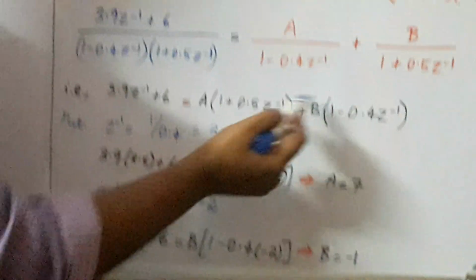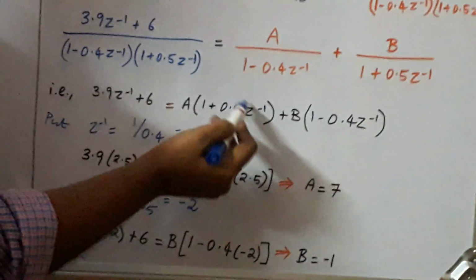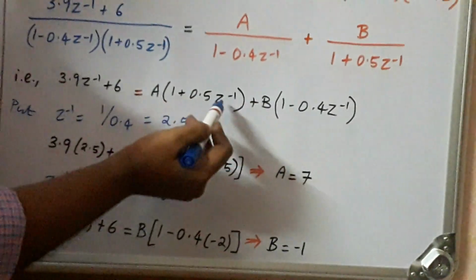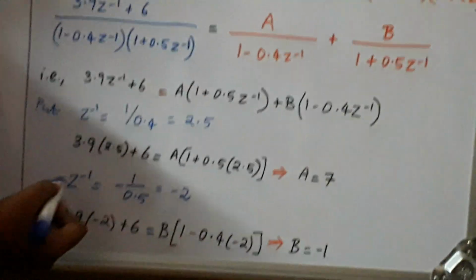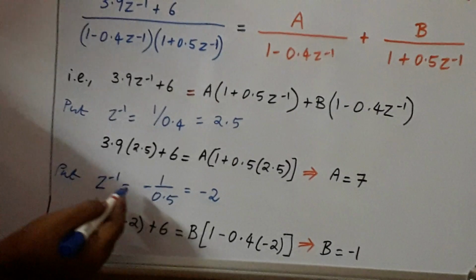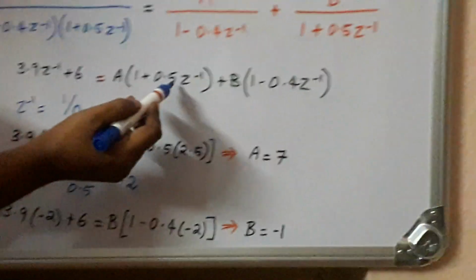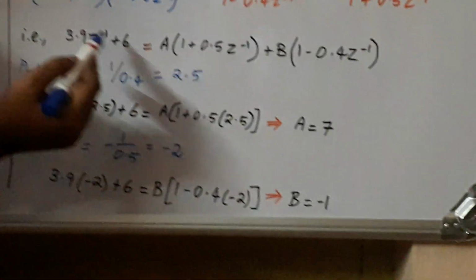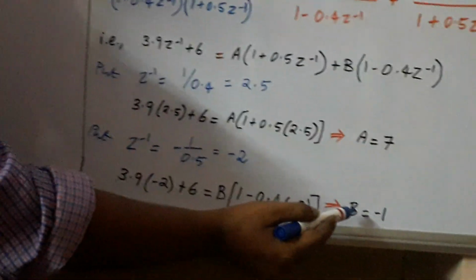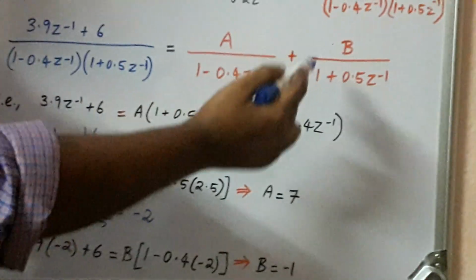Now to find b, a should be 0. When will a be 0? When this factor is 1 minus 1. When will this be minus 1? When z inverse is equal to 1 by minus 0.5, which is minus 2. The minus is there because we have to put minus 1 by 0.5. Substitute z inverse as minus 2 here and here also, and we find b is equal to minus 1. Therefore, a will be 7 and b will be minus 1. Next class we will see how to draw this.